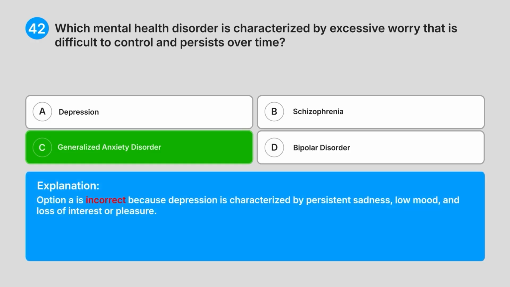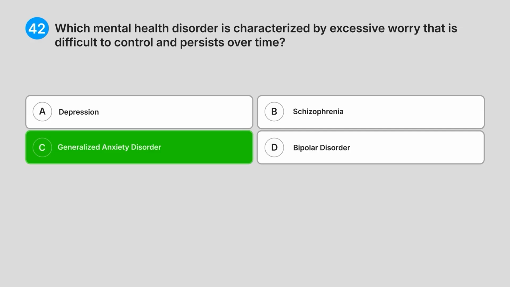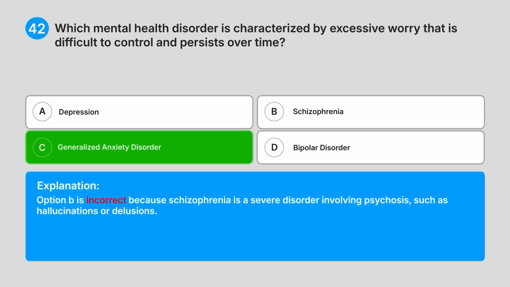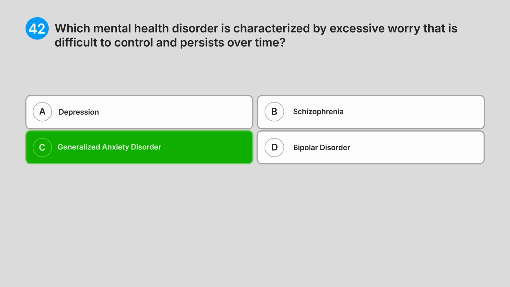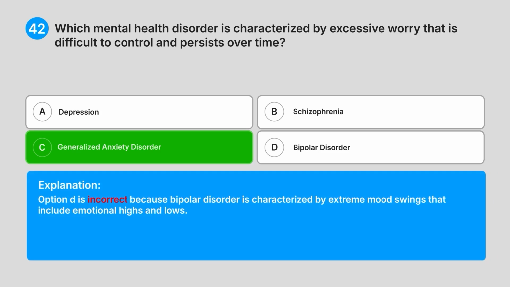Option A is incorrect because depression is characterized by persistent sadness, low mood, and loss of interest or pleasure. Option B is incorrect because schizophrenia is a severe disorder involving psychosis such as hallucinations or delusions. Option D is incorrect because bipolar disorder is characterized by extreme mood swings that include emotional highs and lows.